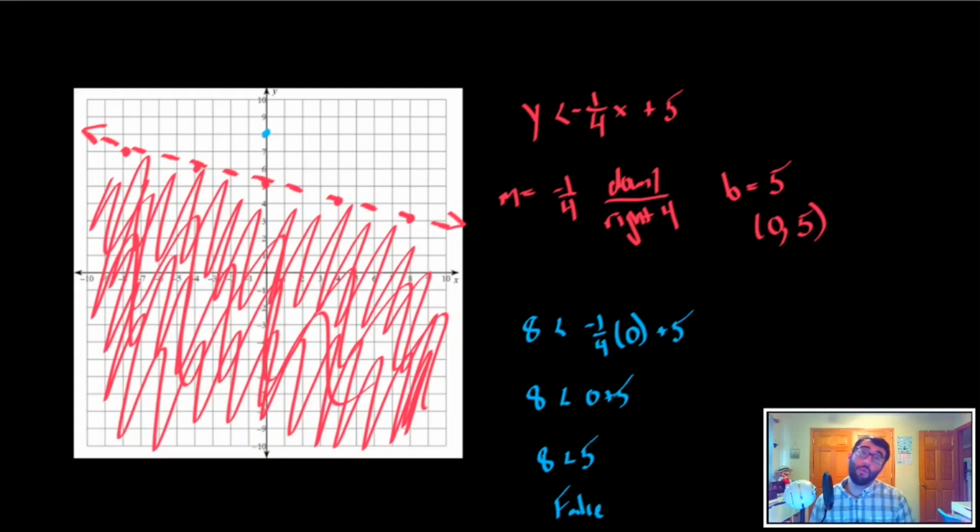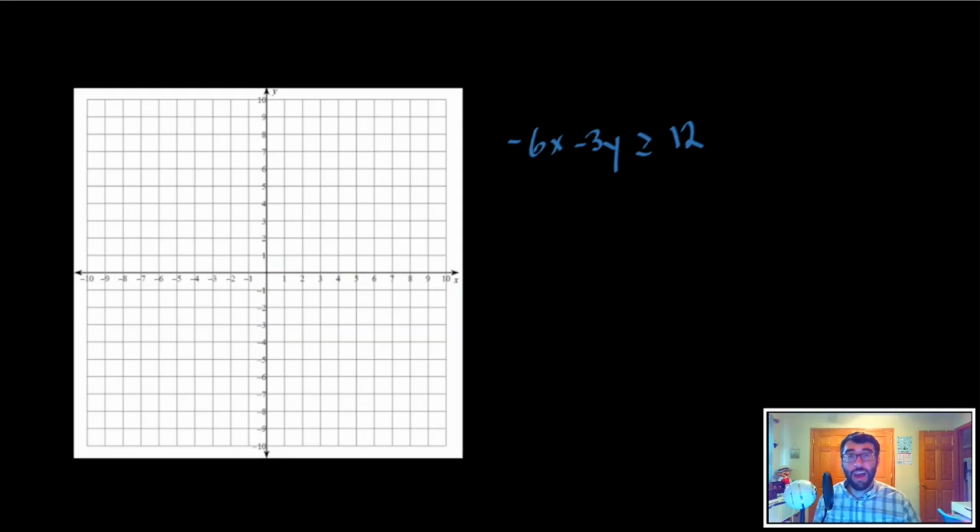Now, both of these were in slope-intercept form already. Let's take a look at one that's not in slope-intercept form. All right, so we have a new example here. Notice this is not in slope-intercept form. So the first thing I'm going to want to do is get this in slope-intercept form. Remember, that means that we just solve for y. We want to get y completely by itself.